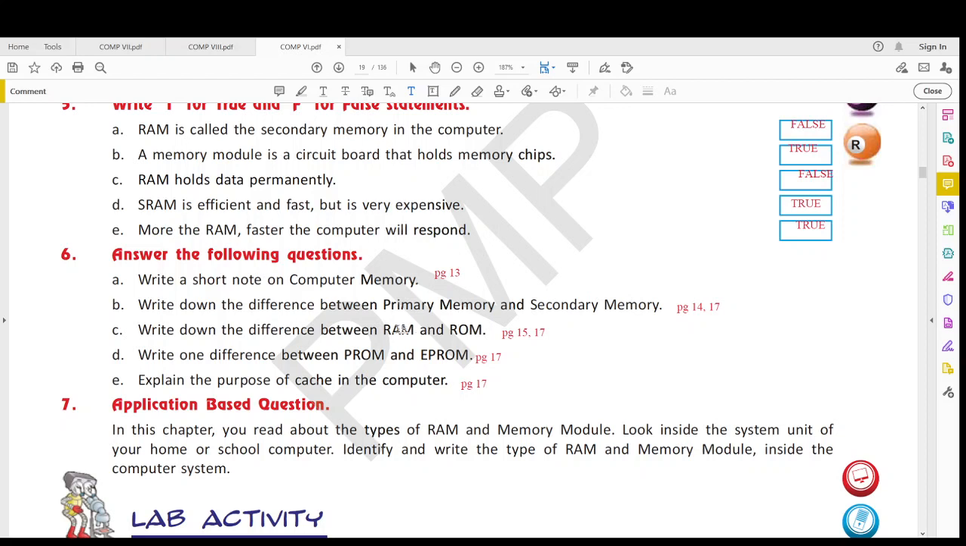RAM is the random access memory, is the volatile memory of the computer. ROM, read-only memory, it is the non-volatile memory of the computer. So RAM is temporary storage, ROM is permanent storage.